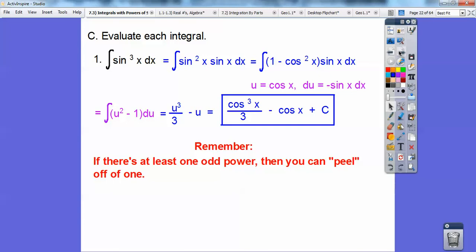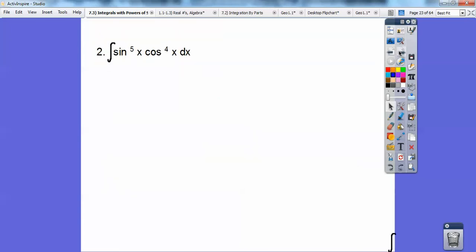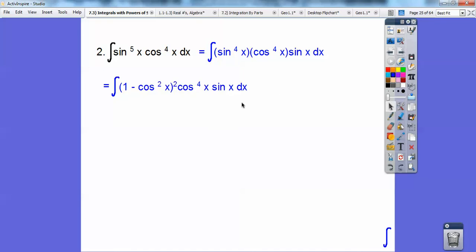Okay, so if there's at least one odd power, then you can peel off one of them. So here, for example, I got sine to the 5th of x, cosine to the 4th of x. So I'm going to peel off a sine of x right there, and then I'm going to use my trig identities right here. So this is sine squared squared, so here's my sine squared squared. You guys see what I did right there? Okay, and then now I have it all in cosines, I'm going to distribute the cosine through right here.